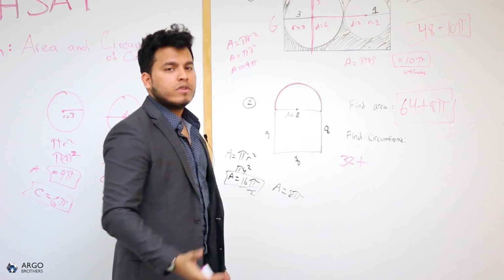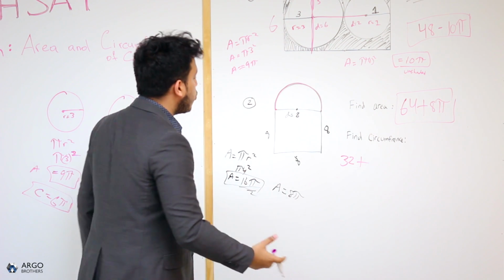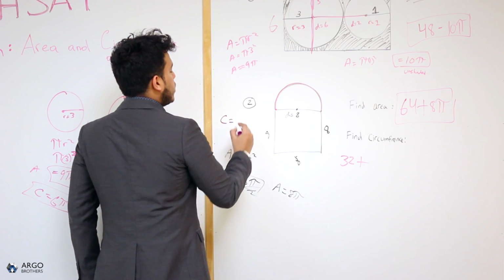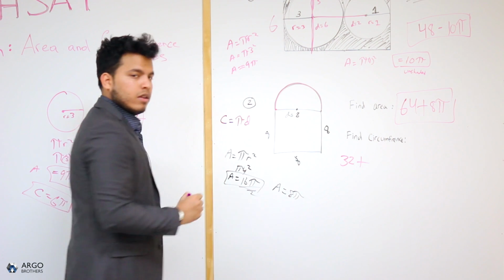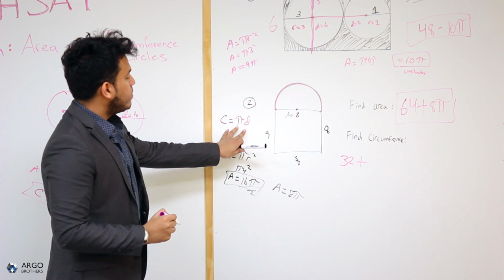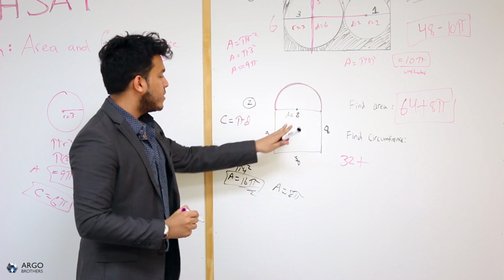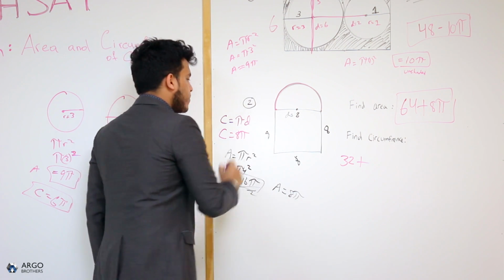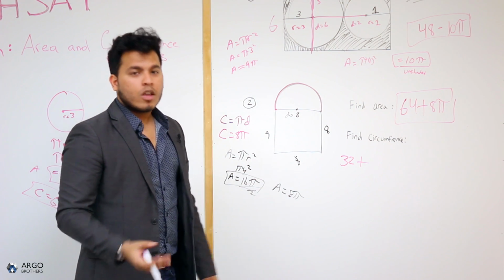How do you find the circumference of this? Well, now we can use our circumference formula. Since I have my diameter, I'll go ahead and use the formula. Circumference is equal to pi d, okay? And pi times my diameter, it's 8 pi, okay? So my circumference is 8 pi. Are we done yet? We're not done yet.